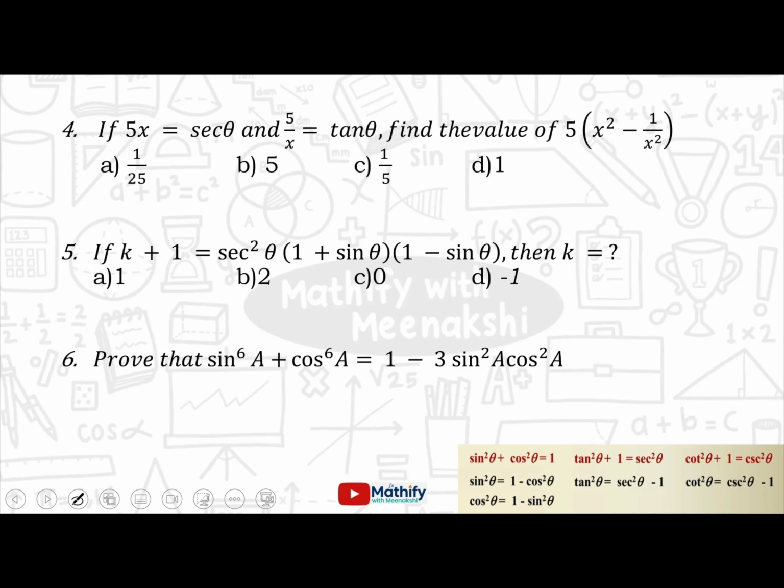Just see here. You know that if we break, we can write this as a square plus b square or a cube plus b cube, because 6 is divisible by both 2 and 3. But we have an identity for sine square plus cos square. We don't have any identity for sine cube plus cos cube. So what we'll do, I will break it like this: sine square a cube plus cos square a cube.